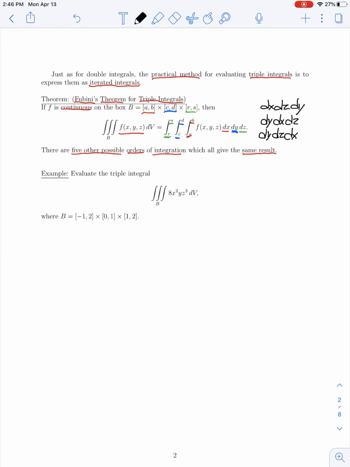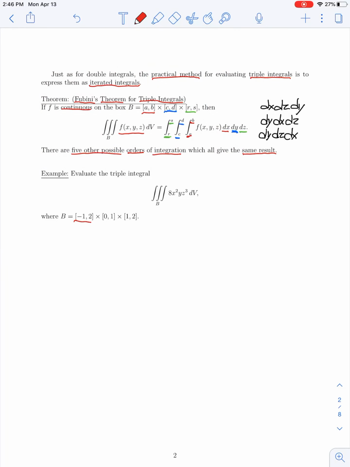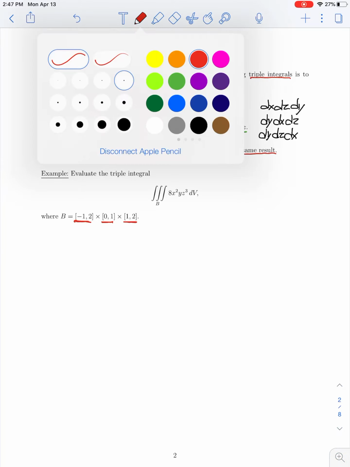So let's look at an example of calculating a triple integral over a box, and then we'll talk about how to integrate over more general regions in space. In this first example, we are asked to integrate the function 8x squared y z cubed with respect to volume over the box B, which is defined as the Cartesian product of [-1, 2], [0, 1], and [1, 2]. Here, Fubini's theorem that we just reviewed said we can express this in terms of an iterated integral, and it doesn't matter what order we integrate in.